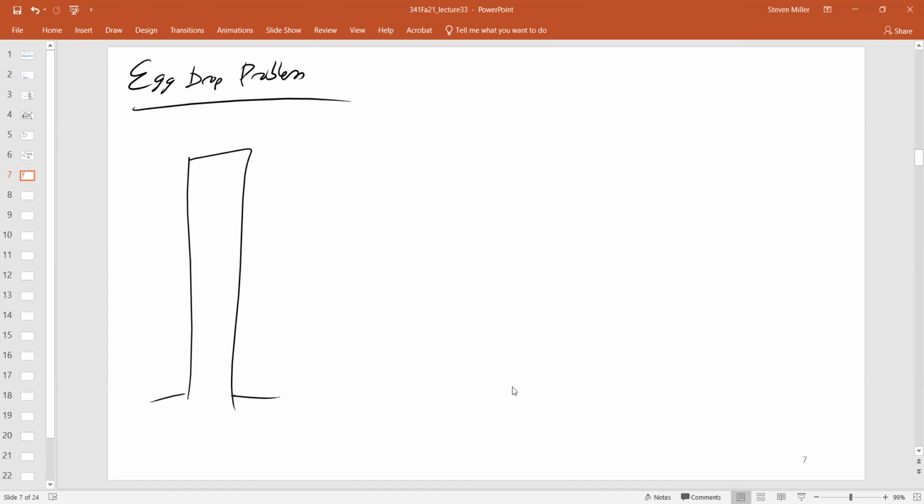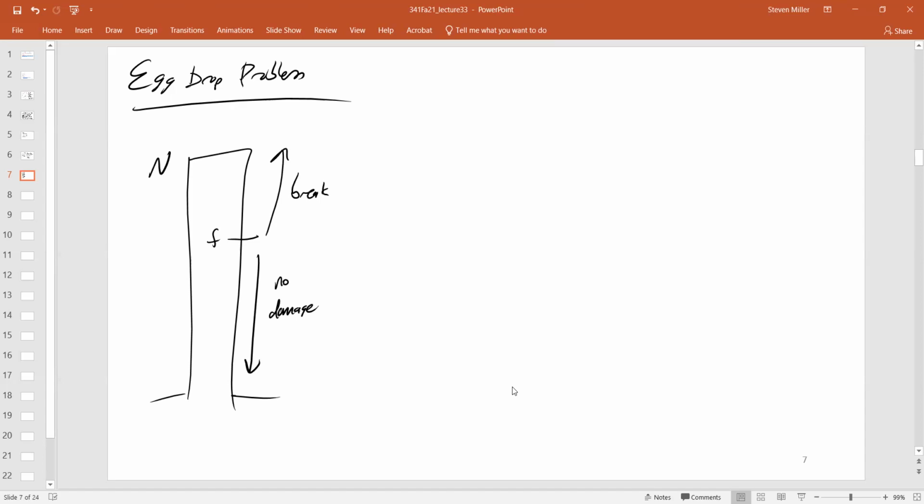Yes. Doesn't matter, because if there is, you can just incorporate that into what happens. And so there is some critical floor. From this floor on up, it will break. And below this, no damage. And we have n floors. What do you think the goal is?